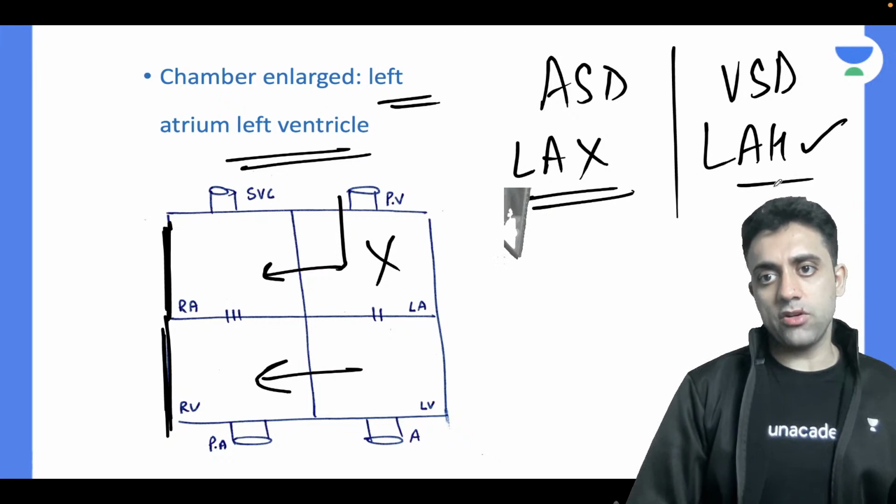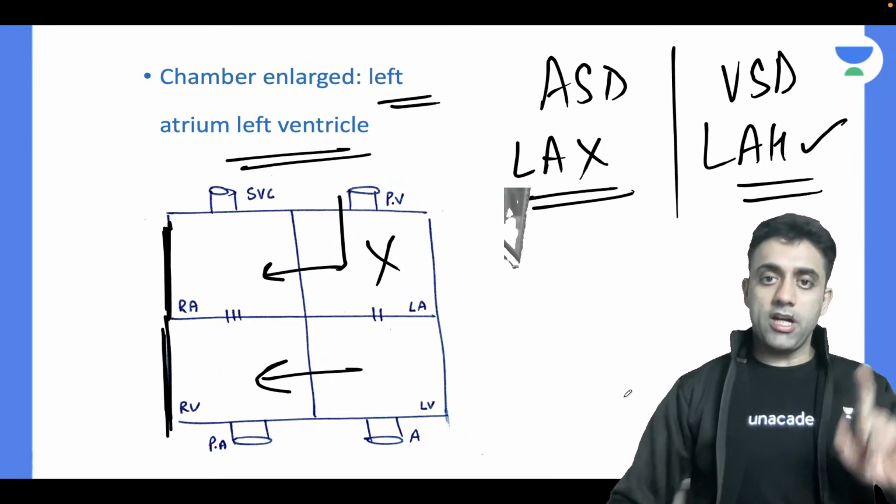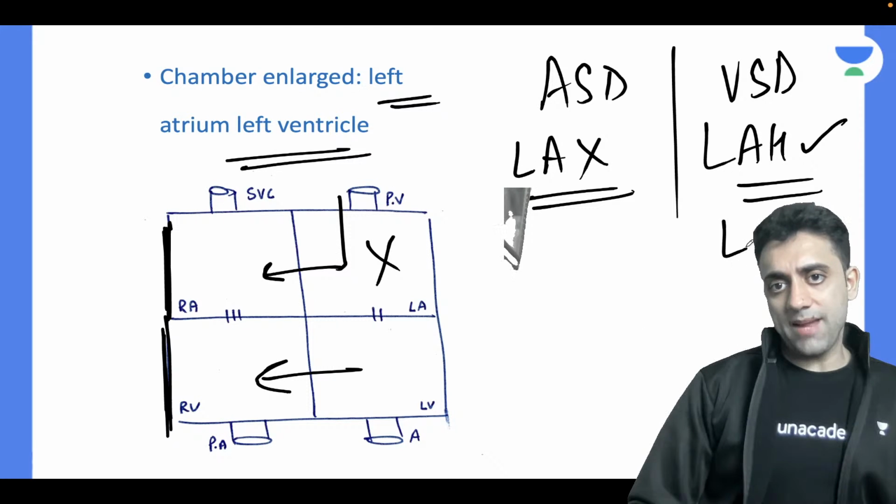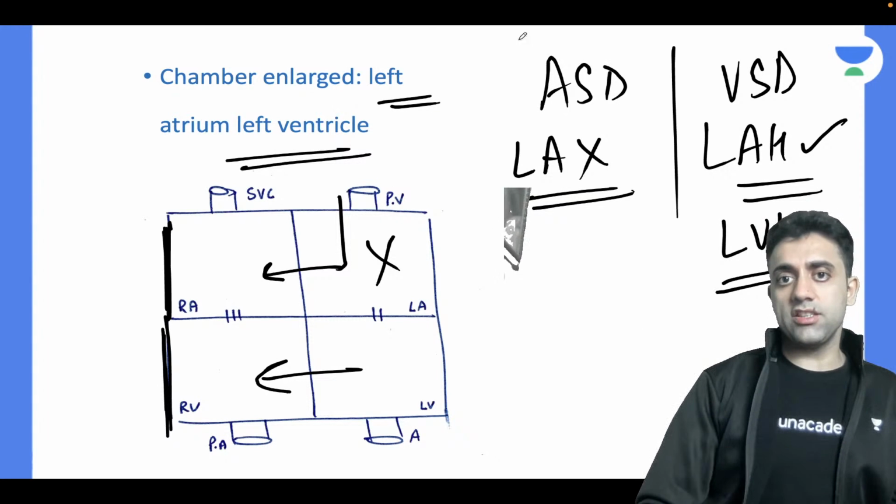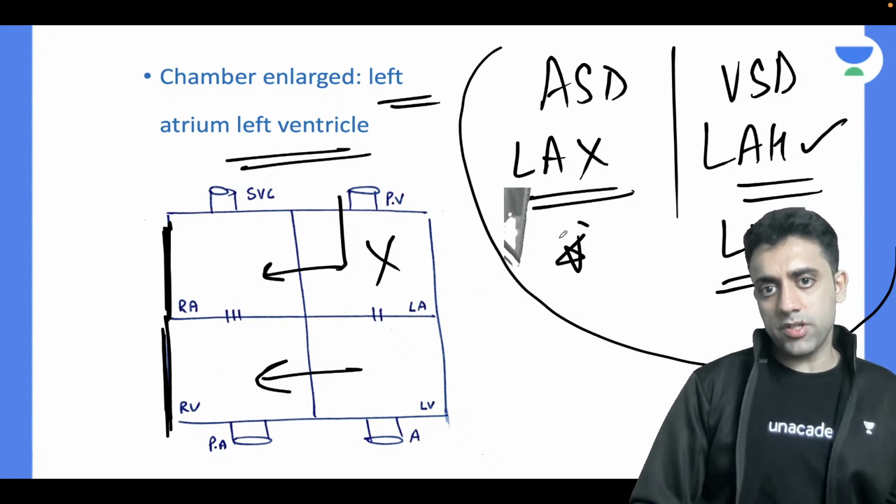You will see left atrial hypertrophy in a case of VSD, but you will not see left atrial hypertrophy in a case of ASD. This is a very crucial point. This is the exam question, star mark.